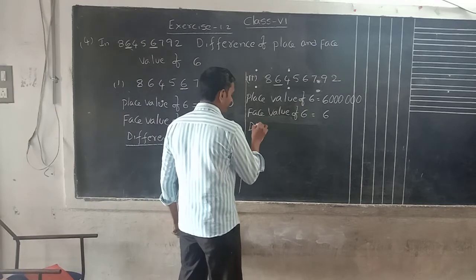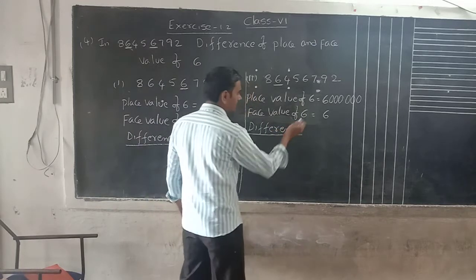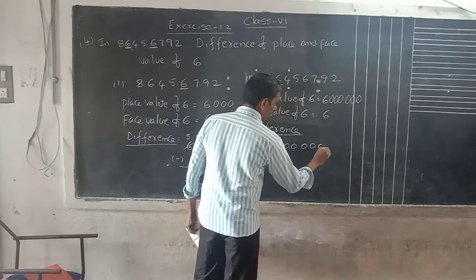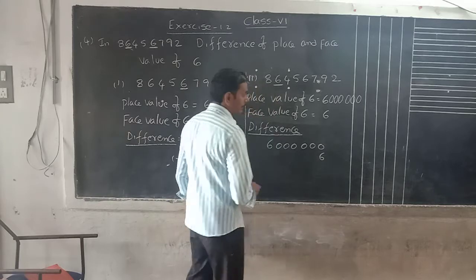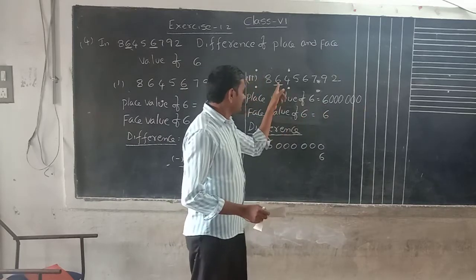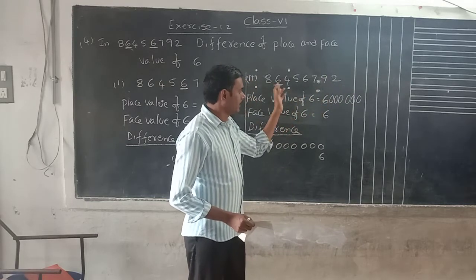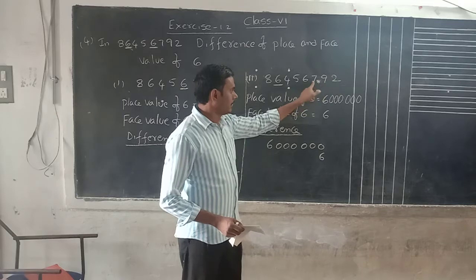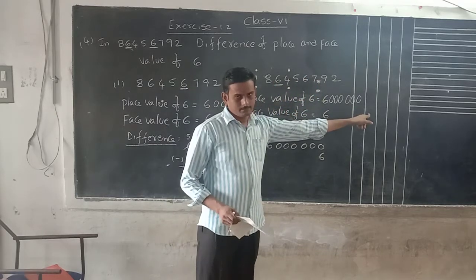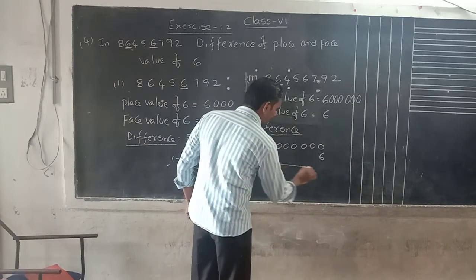Now the difference. Difference means we have to subtract. 6 beside 6 zeros. Don't think we have to write only 6 here. There are 6 digits beside that 6, that's why I wrote it. So what is the place value of this one? 1, 10, 100, 1000, 10,000, lakh, 10 lakh, 60 lakhs it is. 60 lakhs minus 6.